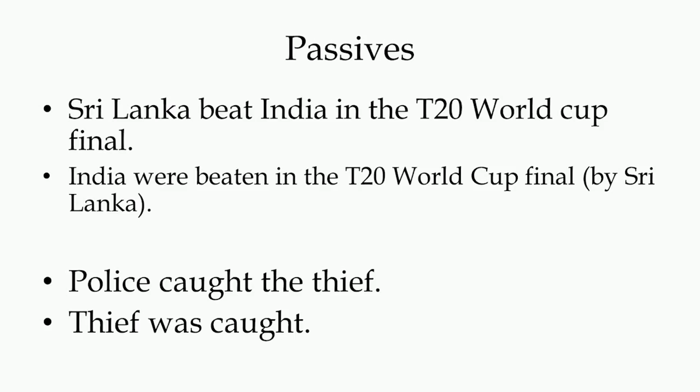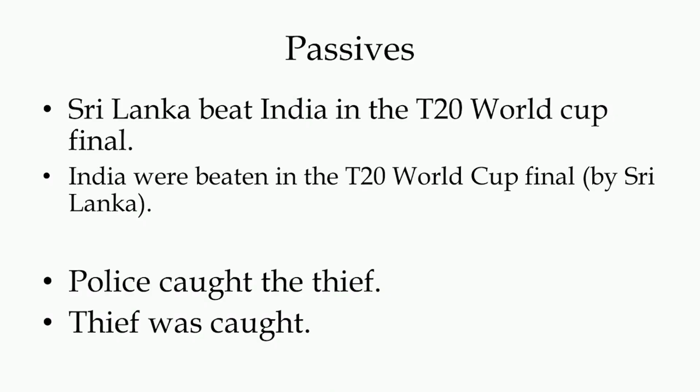Sri Lanka beat India in the T20 World Cup final. This is the active sentence. The passive one is India were beaten in the T20 World Cup final. Where I am trying to draw your attention is that by Sri Lanka is not necessarily mentioned, and even if we do, in a sentence, that is considered a PP, and it comes with the help of a preposition. Police caught the thief in the second sentence.